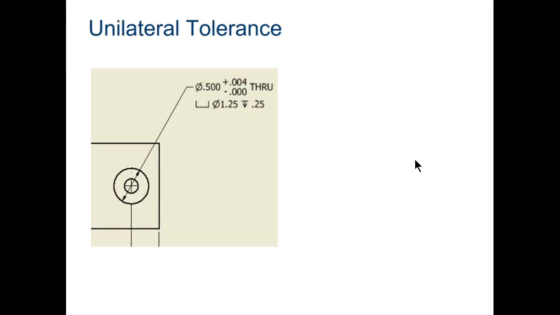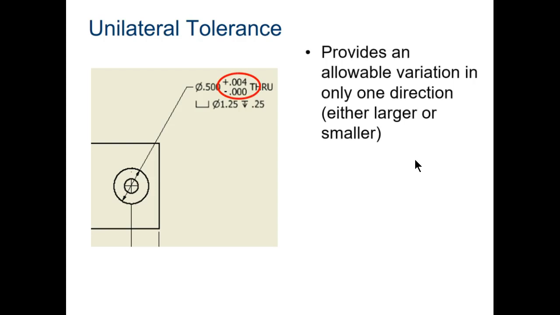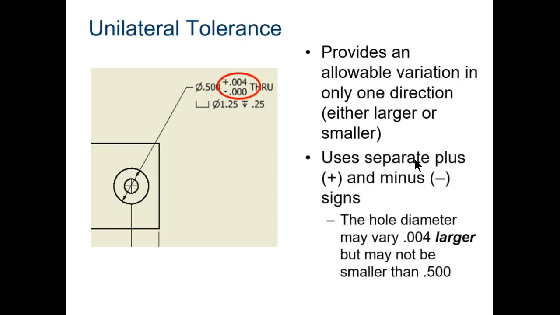Okay, that's all for that. Unilateral. This says you can go above 0.5, but no more. You can't go below 0.5. So it's a variation only in one direction. So you have separate values for plus and minus.